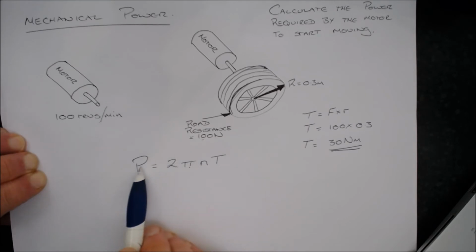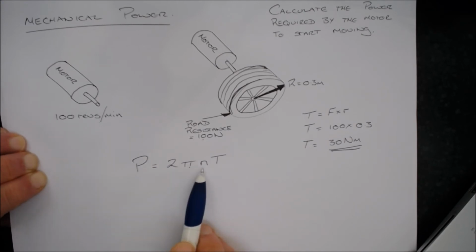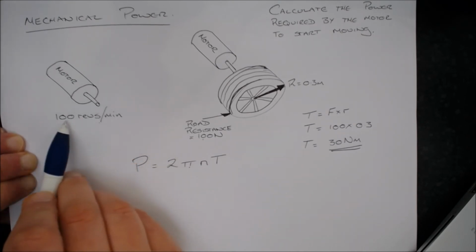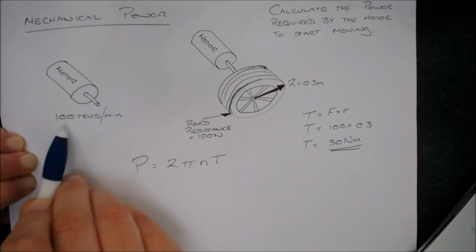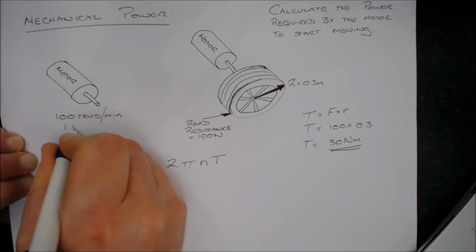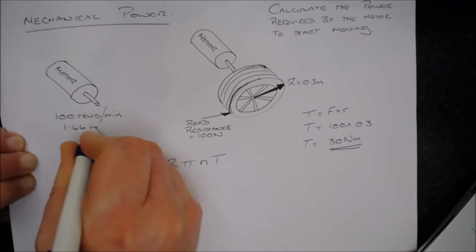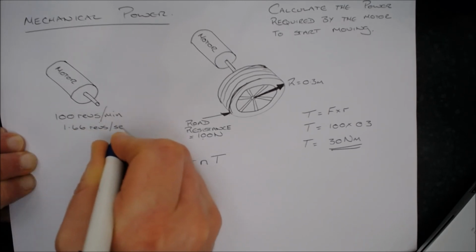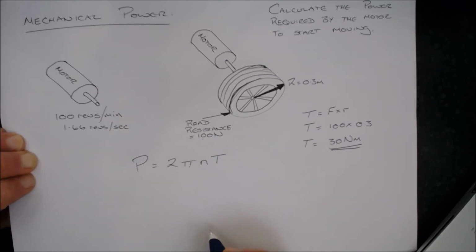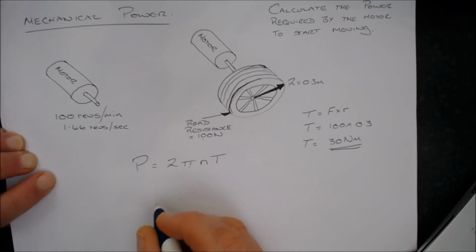That's because the unit of power, which is watts, can also be expressed as joules per second. So the fact that that's in joules per second, which is watts, means that the number of turns also needs to be in seconds as well. So up here, 100 revs per minute, divide that by 60, that will give me an answer of 1.66 revs per second.